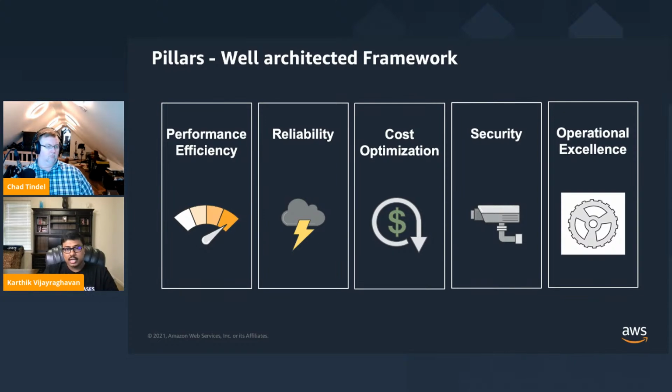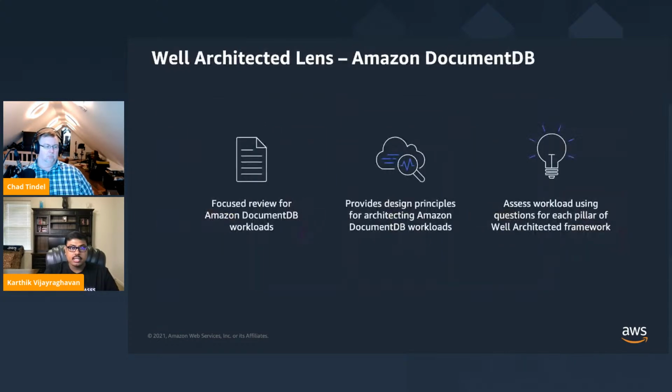So while we have this well-architected framework and all the pillars, what's the need for a well-architected lens, right? A well-architected review looks at a workload from a very general technology perspective, which means it doesn't focus on a specific workload and doesn't give you advice on a specific workload. So that's why we created this well-architected lens for DocumentDB, so that we can provide best practices, design principles, and questions to assess and review a DocumentDB workload, right?